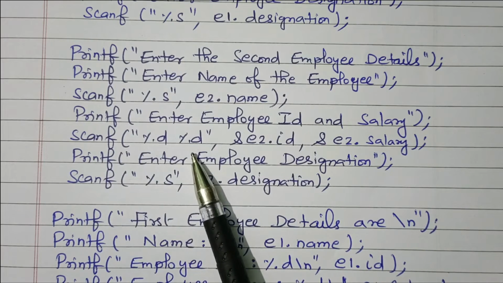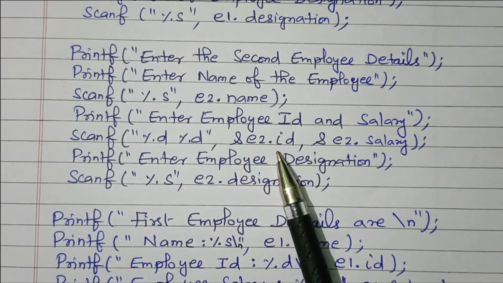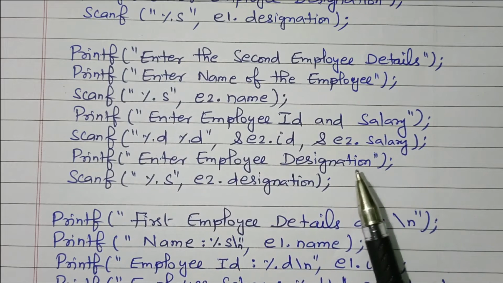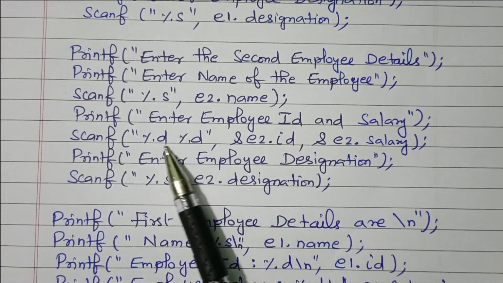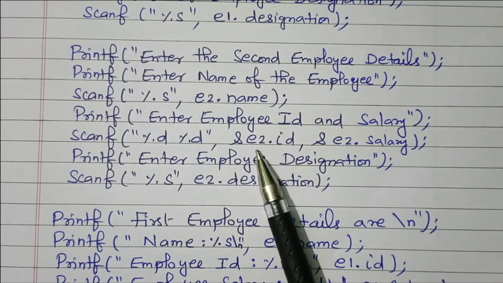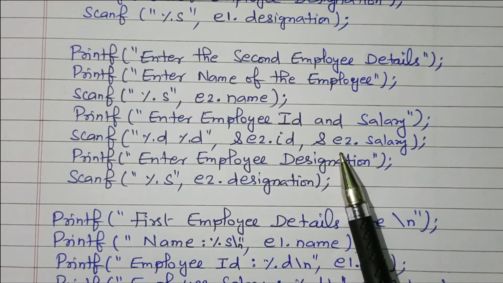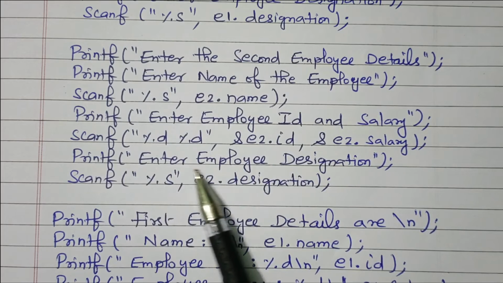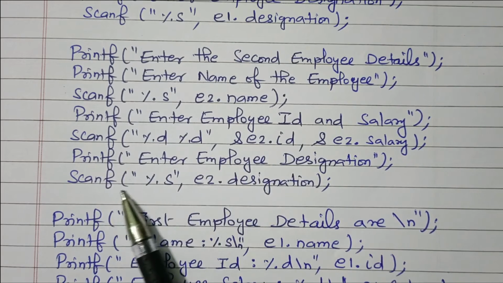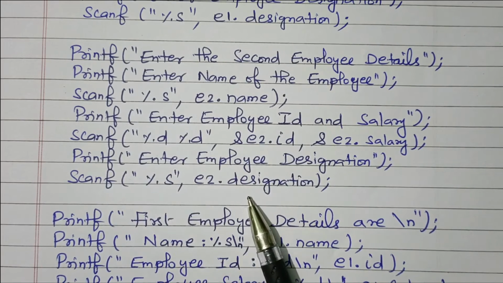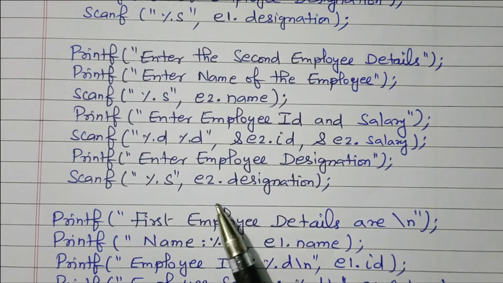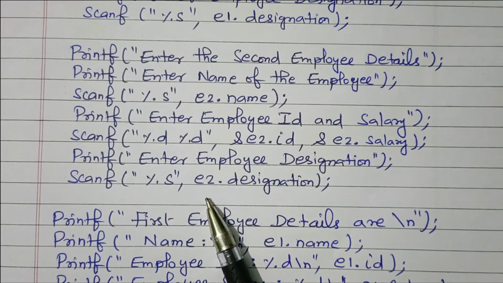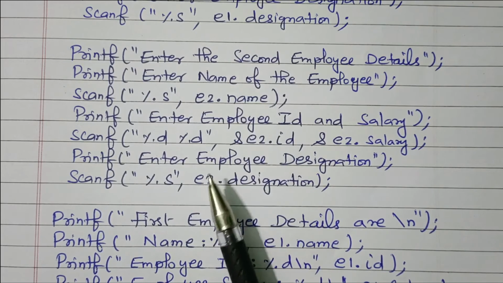Scanf percentage d and E2 dot id and E2 dot salary. So these two are the integer variables. E2 dot id refers to the second employee ID, E2 dot salary refers to the second employee salary. Printf enter employee designation. Scanf percentage s E2 dot designation. Right? So E2 is the second employee. Now we got the second employee detail also.